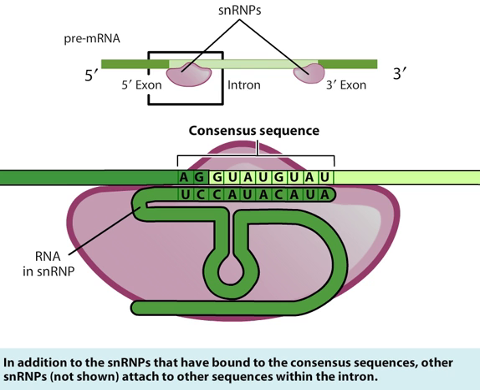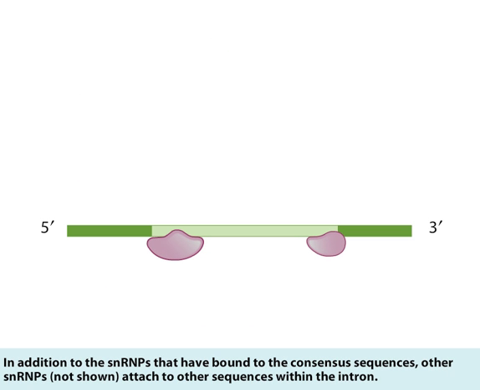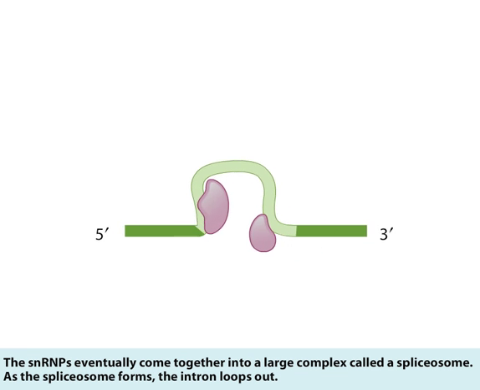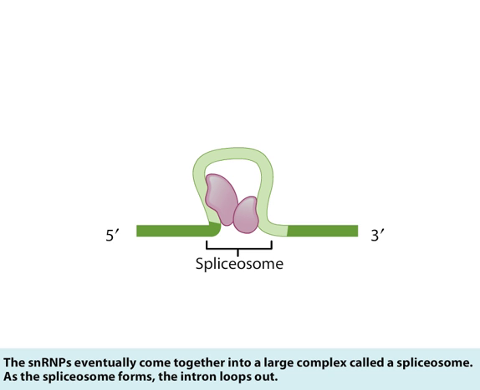In addition to the snRNPs that have bound to the consensus sequences, other snRNPs, not shown, attach to other sequences within the intron. The snRNPs eventually come together into a large complex called a spliceosome. As the spliceosome forms, the intron loops out.